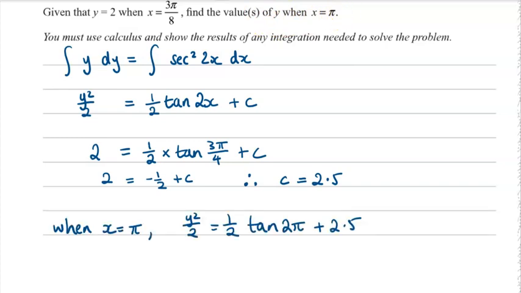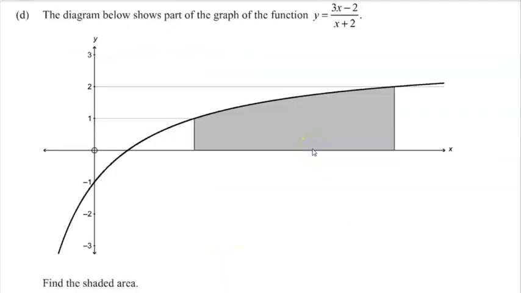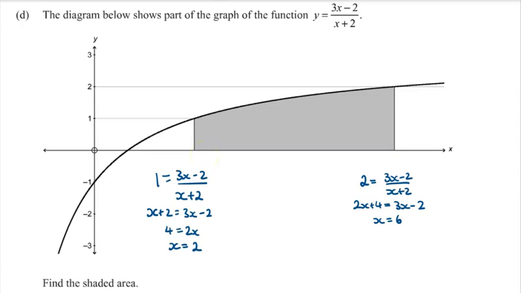We have this, so work it through on your calculator, and we will get y is equal to plus or minus 2.236. Part D is finding this shaded area here that's underneath of this curve here, but we don't have the x coordinates, so we'll need to use the y coordinates to work them out. So I've just done that quickly, setting y equal to 1 and y equal to 2. We get x is 2 and x is 6.